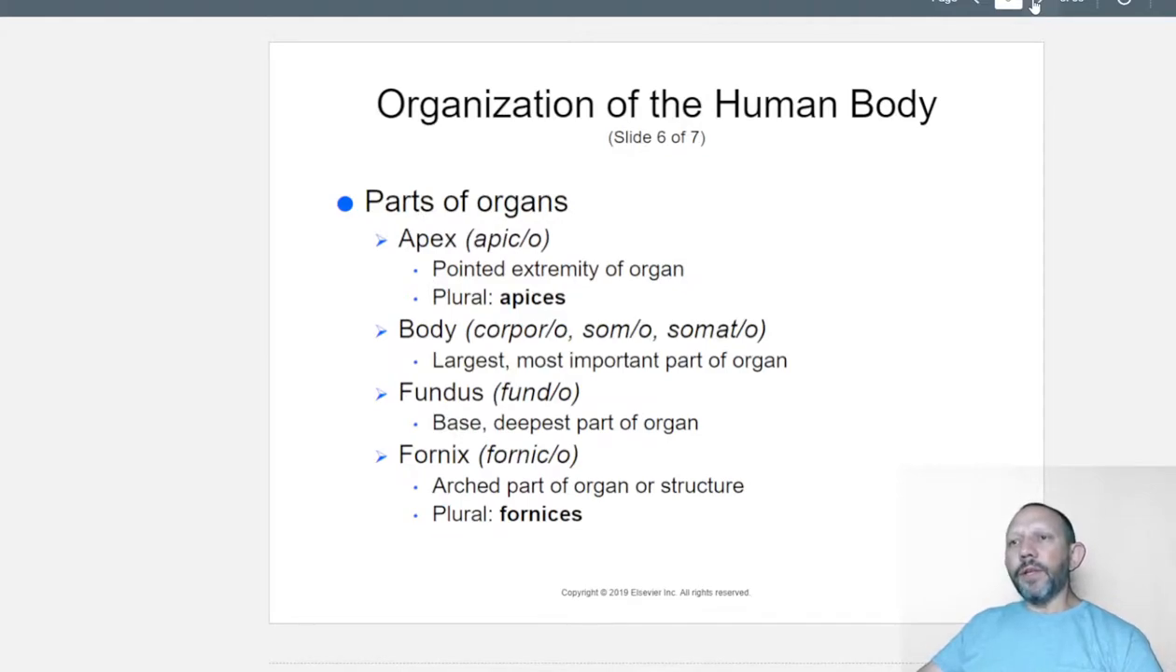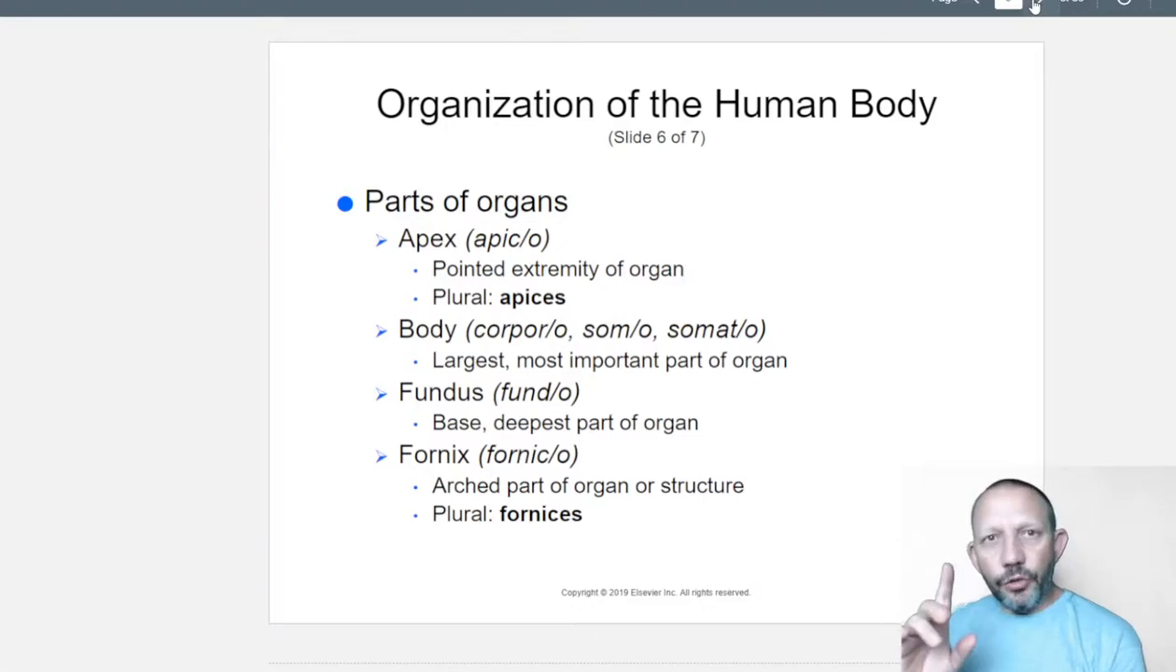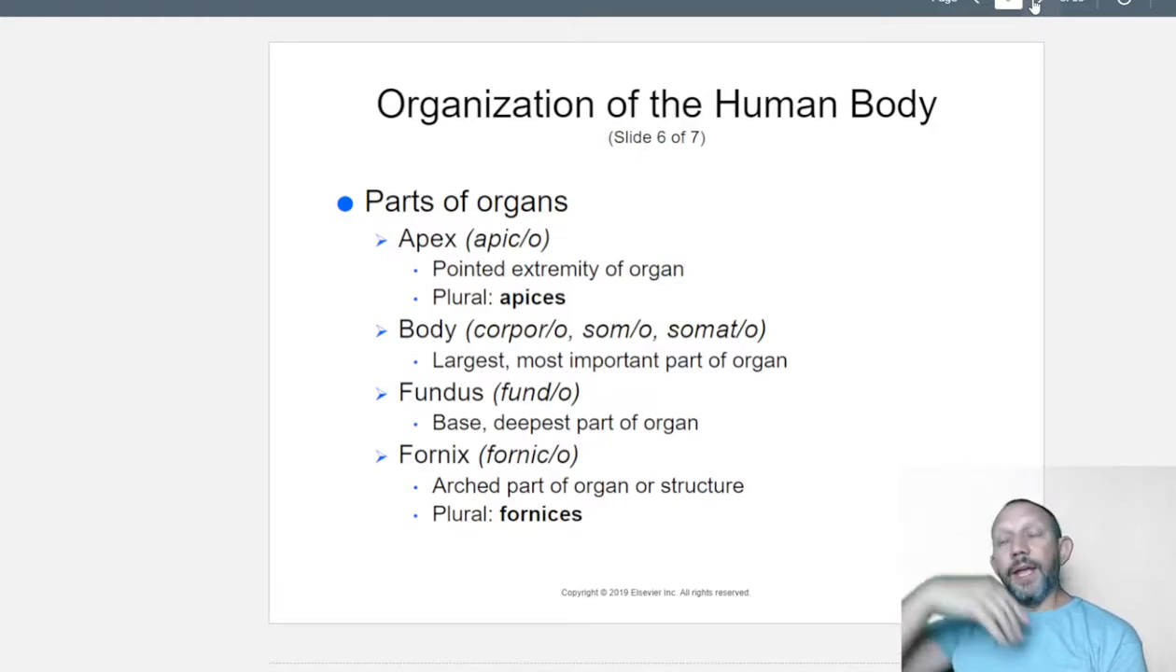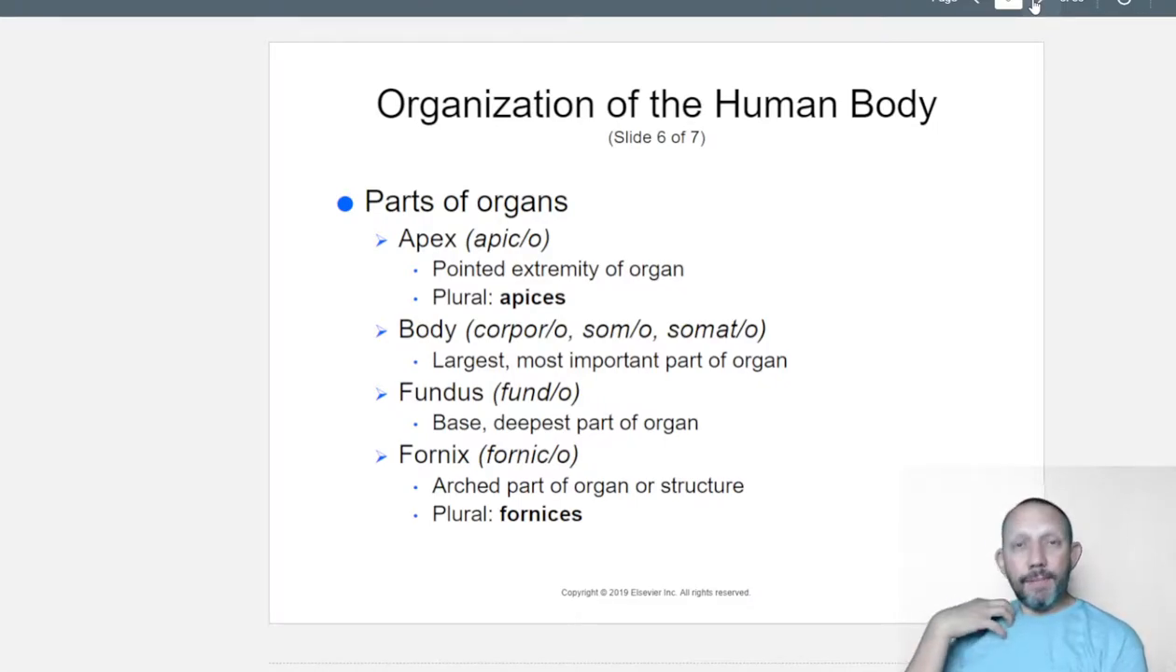Parts of organs. So the apex is the top. The places it's used mostly is the apex of the lung. So one of the things you're looking for in an x-ray, when you see an x-ray from here up, say, you want to see the apex of the lung. Some tumors like to hang out in there. Some cancers hang out in the apex, the top part, okay, of the lung.